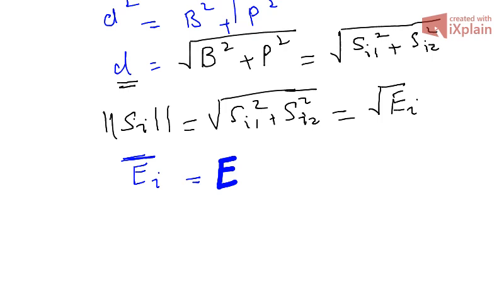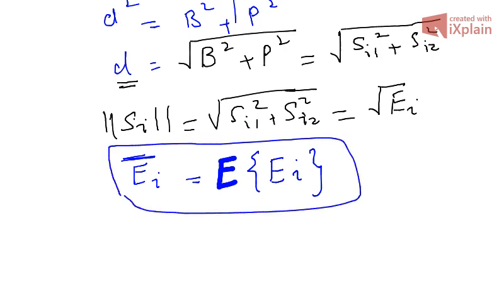So this is actually equal to the expectation of EI, which means just sum all the symbol energies of all symbols and divide by the total number. So you will get the average symbol energy. It's the mean value, the expected value, the average value. You can also rewrite it in this form.